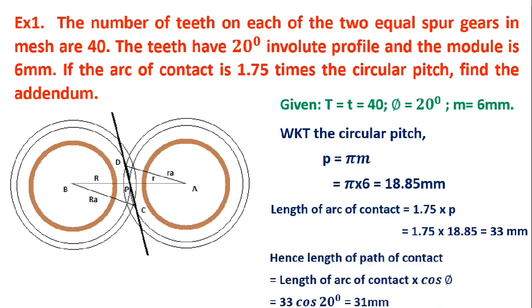Also, we know the equation for length of arc of contact: it is the length of path of contact divided by cos of the pressure angle phi. You can refer to the YouTube iCard which will appear on the top right corner for the derivation of length of arc of contact. So the length of arc of contact is 33, which we have determined using the condition 1.75 into p, that is 33, into cos phi, where phi is 20 degrees. We substitute and get that as 31 mm.